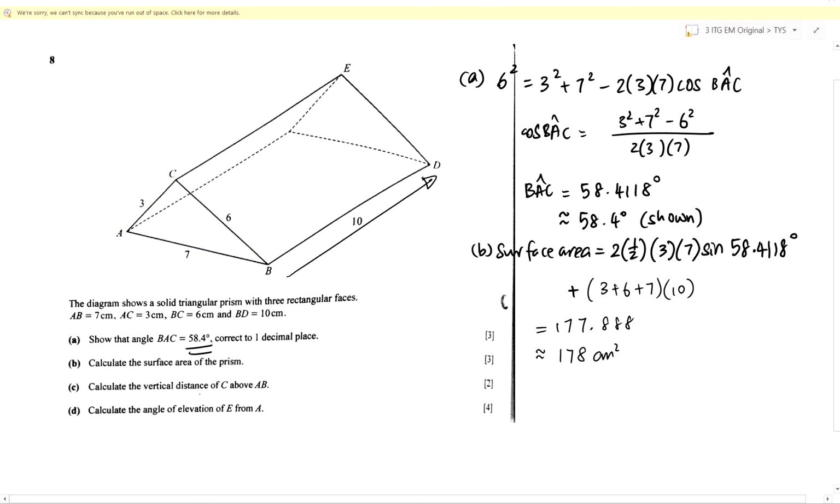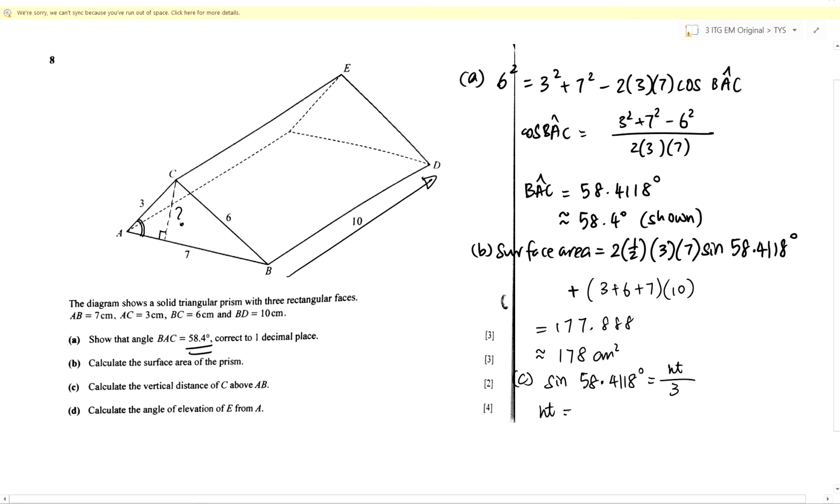Next, part C, to calculate the vertical distance of C above AB, identify this on your diagram for easy reference. So this is the distance that they want. There are a few ways we can go about doing it. One of which is to use the angle that we found earlier on, 58.411. Since we have a right angle triangle, we need the opposite side given the hypotenuse. So using sine of the angle 58.4118, that will give us the height over 3.